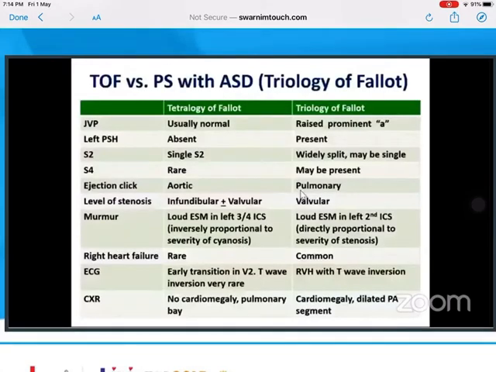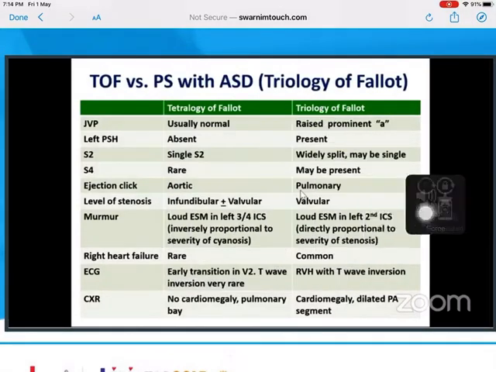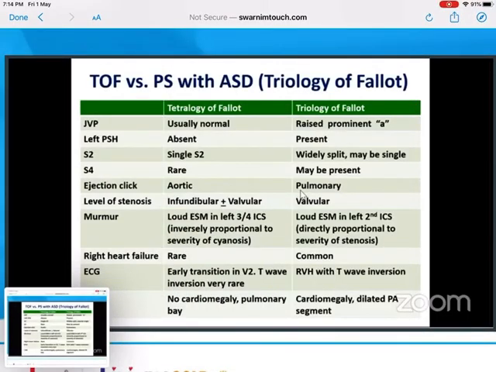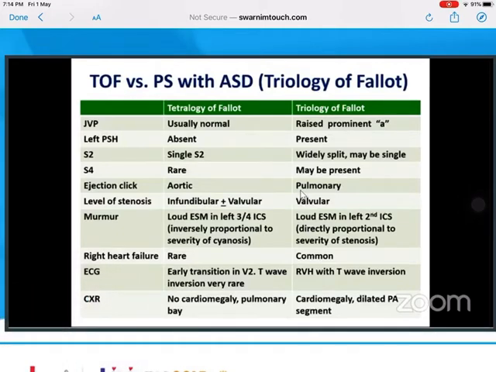So I'm not going to spend much time on this slide because I think this has been told to you, but this is again a common question asked in the exam, that why it is tetralogy and why not ASD and PS. And I think the answer will be that left parasternal heave has to be more prominent in trilogy. JVP will show more prominent A waves. JVP may actually be raised, especially if RV is dysfunctional.